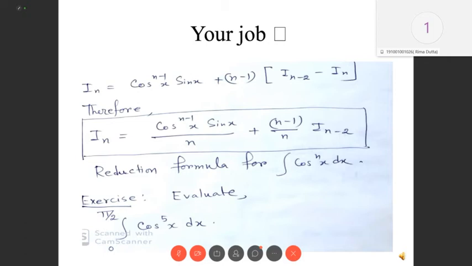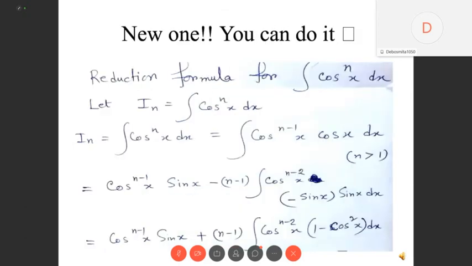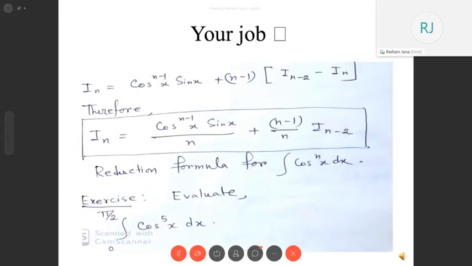Yes, Devasmita, tell me. Sir, previously it was a minus sign before n minus 1, then in the previous slide, and in this slide it is showing plus n minus 1. How is it coming? Just see, that is cos to the power n minus 2x, and the derivative of cos x is minus sin x. So this minus minus will become a plus. Oh, okay, sir. Okay, you get it? Yes, very good.